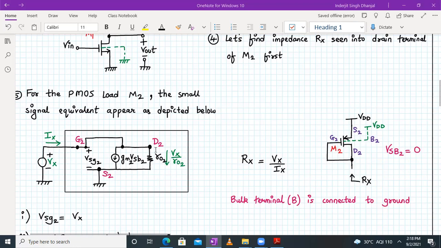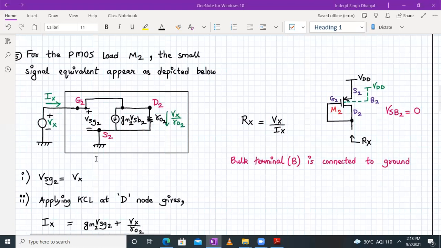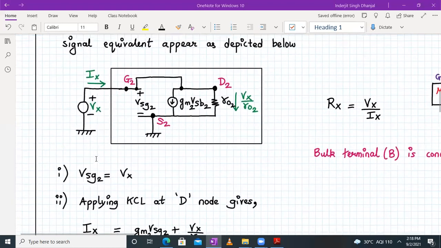So that's about the drain terminal. If we wish to find the equivalent resistance from the drain terminal, what we need to do is put the entire small signal model inside a box, externally apply a test source Vx, and force the current Ix into it. So what will be Rx? Rx will be Vx upon Ix. That's how we will proceed over here. Fine. So let me start.